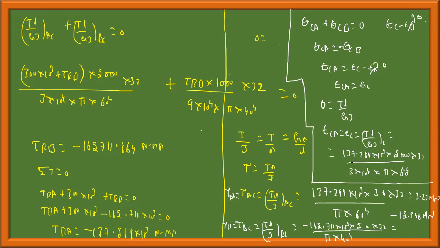How much are you getting? 137.288 into 10 power 3 into 2000 into 32, by 3 into 10 power 4 into pi into 60 power 4. Are you getting 7.193 into 10 power minus 3 radian, converted into degrees later? Are you getting this answer? Dhruti, Mekala?